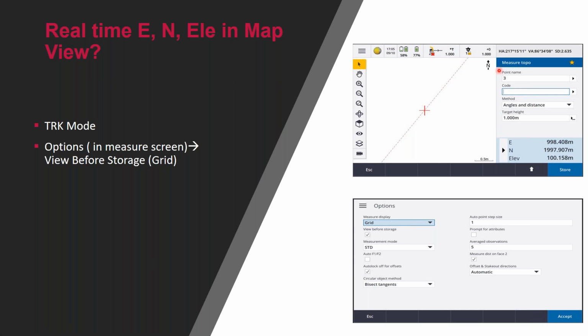Once you're in the measure screen, you can click on the arrow where my laser pointer is pointing at, and then you can go to the options. Choose the option measure display to be grid and tick view before storage. Accept that, and then as long as you're in the tracking mode with your instrument, you will be able to see your live easting and northing at the bottom.